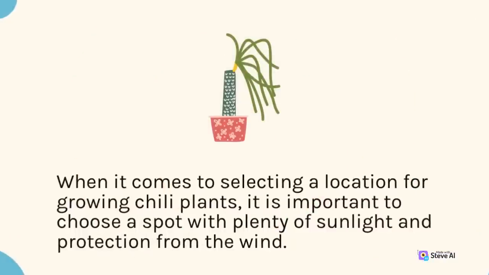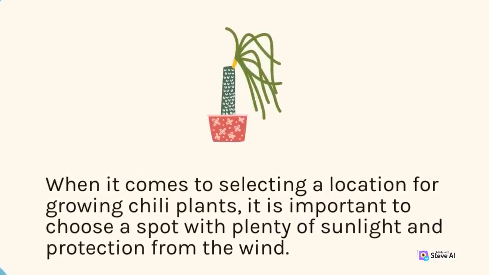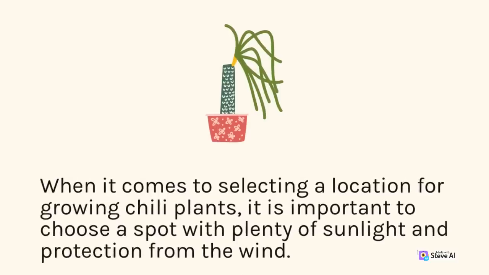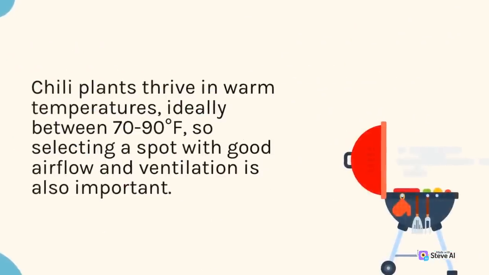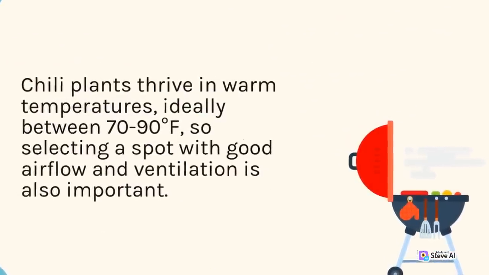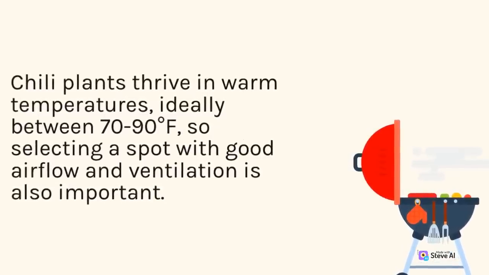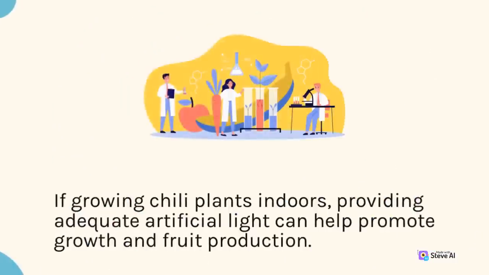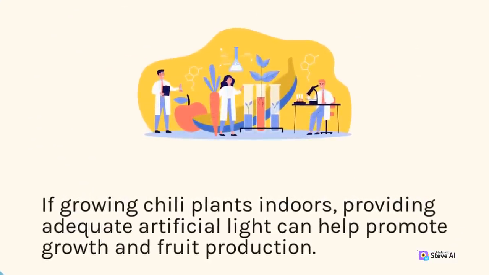When it comes to selecting a location for growing chili plants, it is important to choose a spot with plenty of sunlight and protection from the wind. Chili plants thrive in warm temperatures, ideally between 70 to 90 degrees Fahrenheit, so selecting a spot with good airflow and ventilation is also important. If growing chili plants indoors, providing adequate artificial light can help promote growth and fruit production.